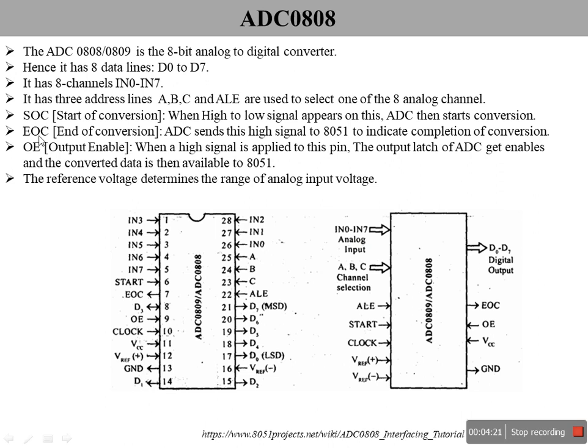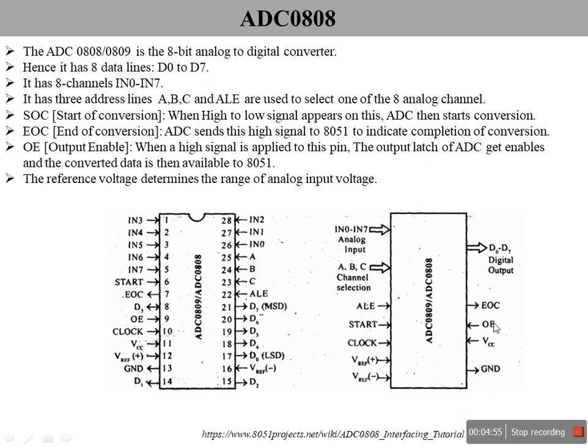Then EOC, end of conversion. When the ADC has completed its conversion, it sends a high signal to the connected microcontroller or microprocessor, here it may be 8051. Upon receiving high from this pin, which is connected to 8051, the ADC indicates the completion of a conversion. Then OE, output enable.